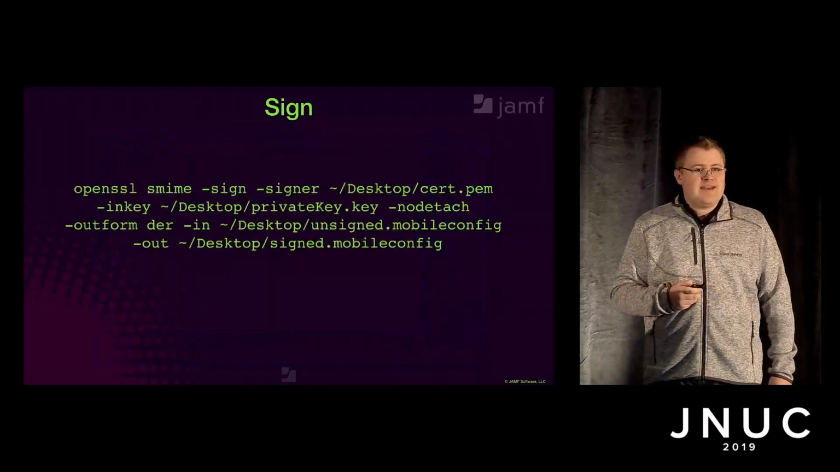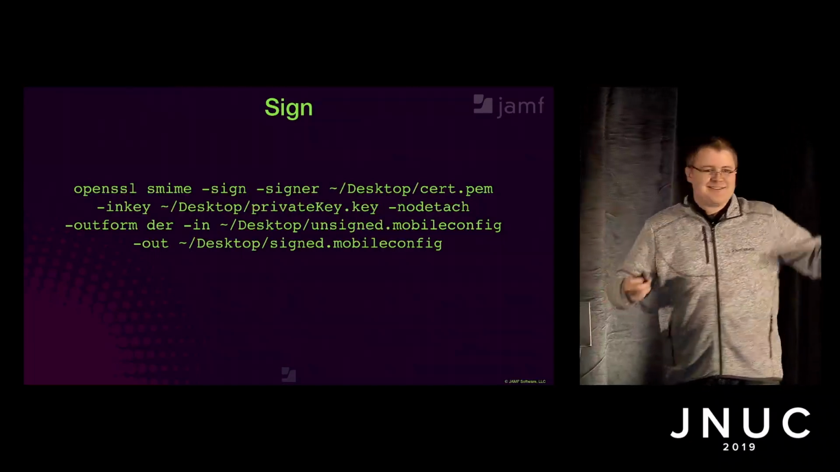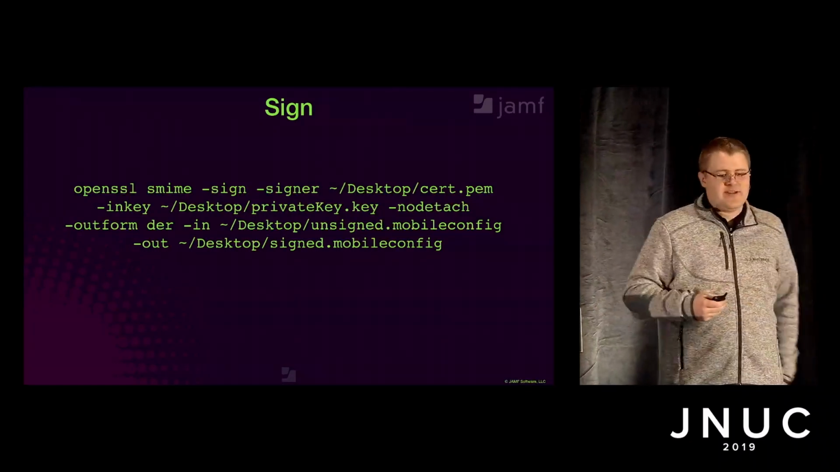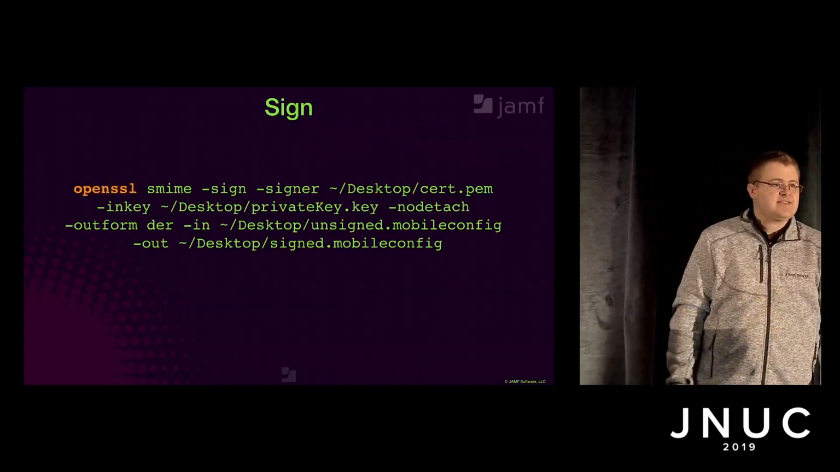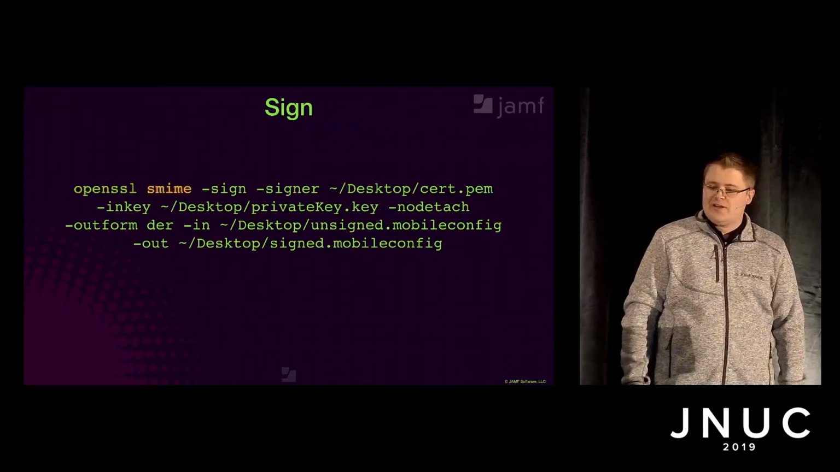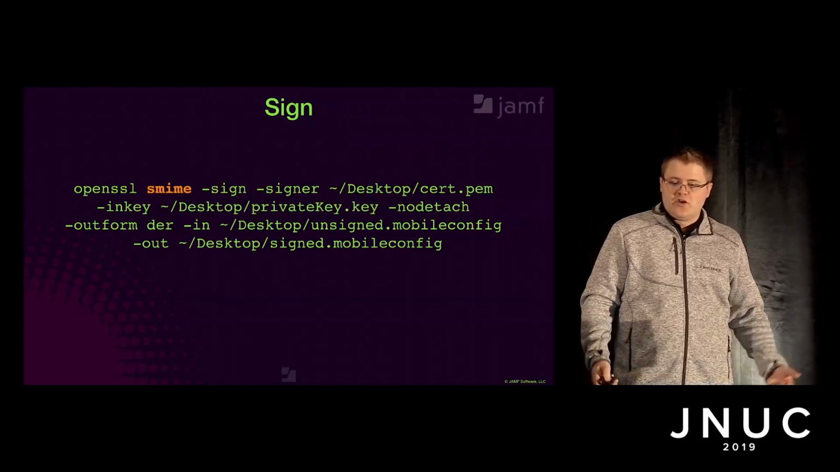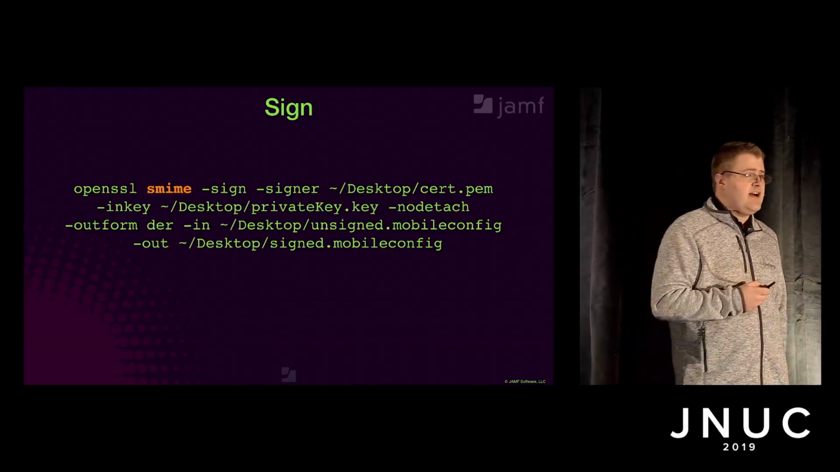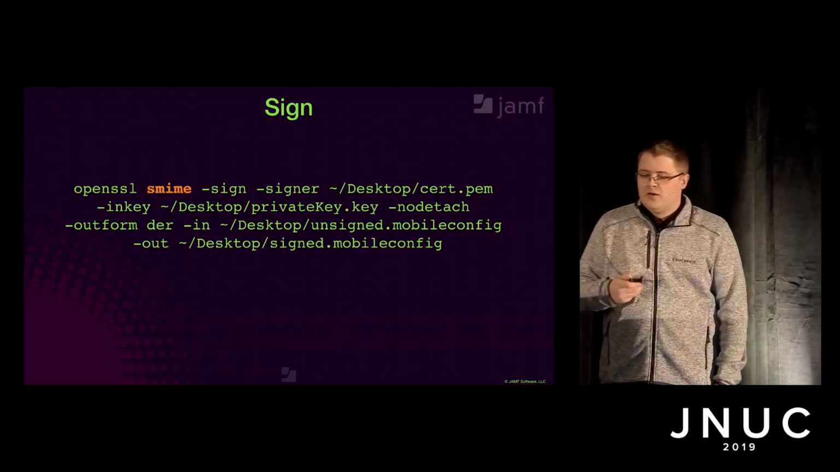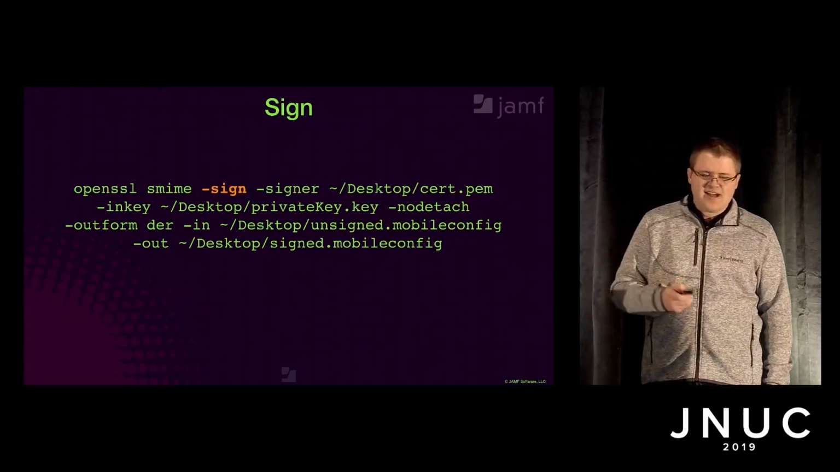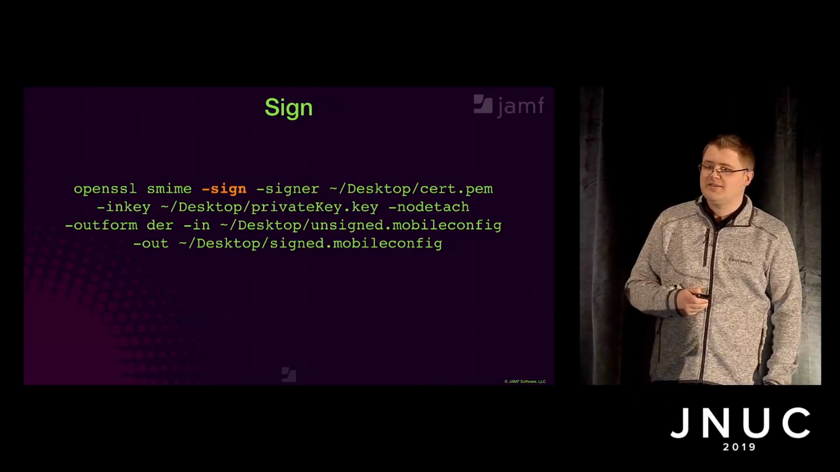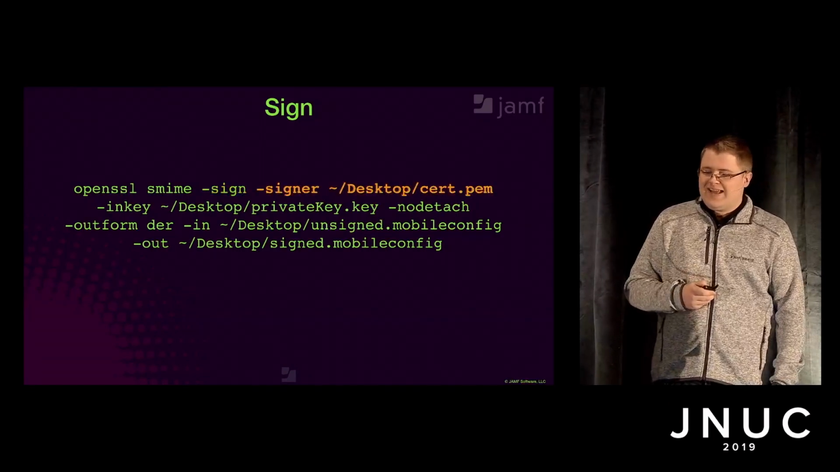Now let's take a look at the command to sign profiles. This is the longer one. This is all one line, but it's just wrapped around the screen. So let's walk through this one. Still using the OpenSSL binary. This time we're going to use the smime verb, which encrypts, decrypts, signs, and verifies smime messages. We're going to use its signing power. -sign says to sign something using a supplied certificate.